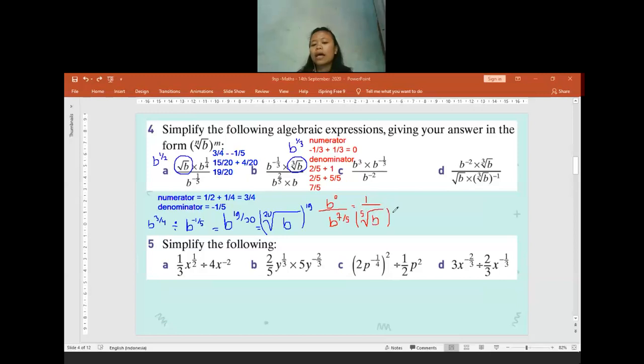Now if I don't want the answer as a fraction, can we change it? We can change it into fifth root of b to the power of negative 7. If you do not want to write it as a fraction, you can write it as fifth root of b to the power of negative 7.